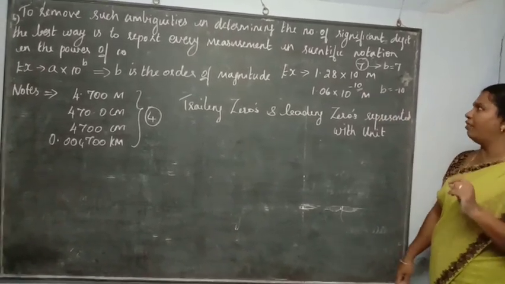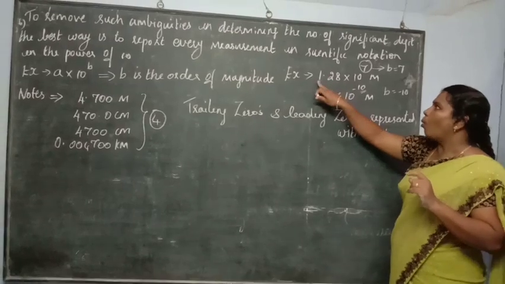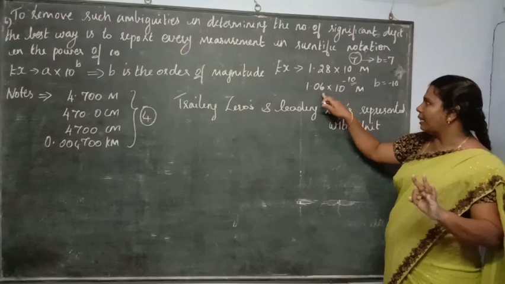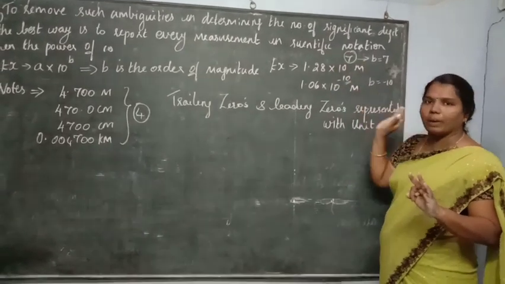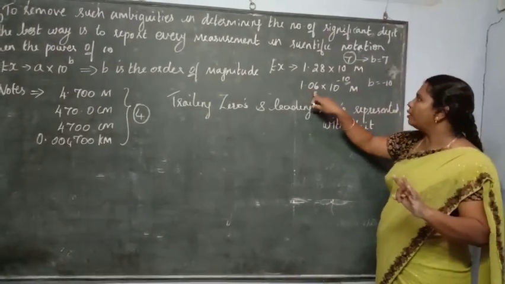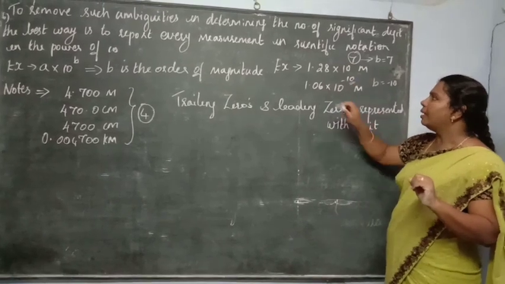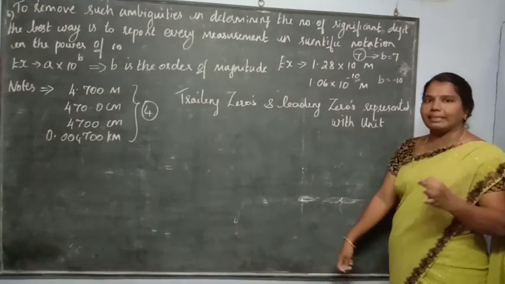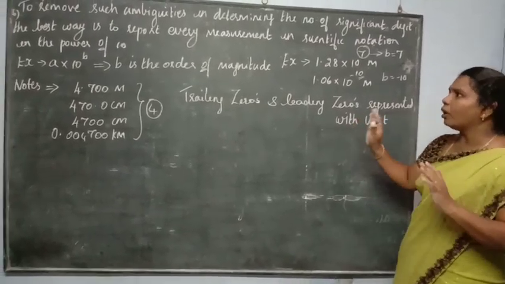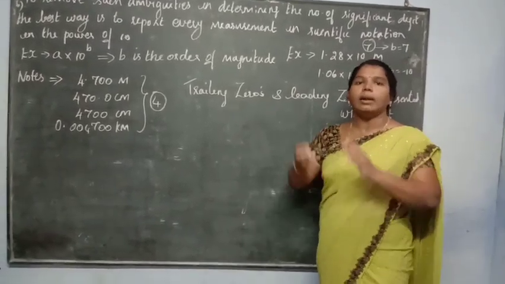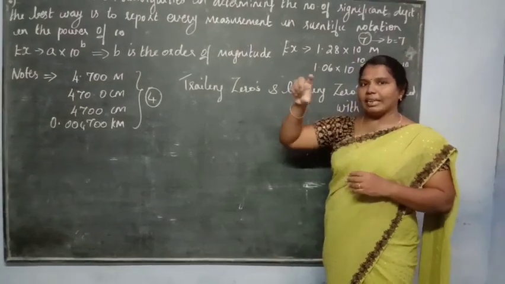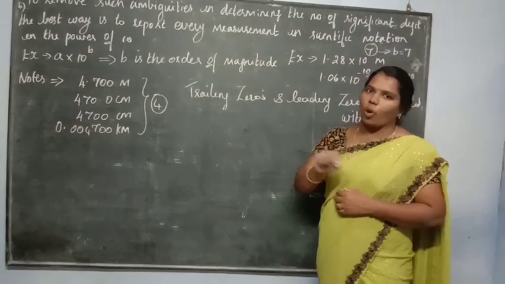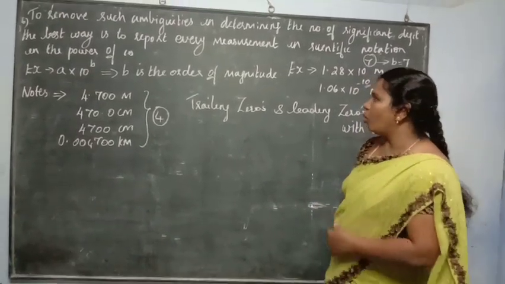Now you count the significant digits. What are the significant digits here? 1, 2, 3. There are 3 significant digits. You don't need to bother about that power. See here 1.06 into 10 to the power of minus 10. There are 1, 2, 3, therefore 3 significant digits. So these are the rules. You are seeing the 6 rules on the significant digits. The first 3 represent which are significant, and the next 3 represent which are not significant. And some more notes I am giving here.